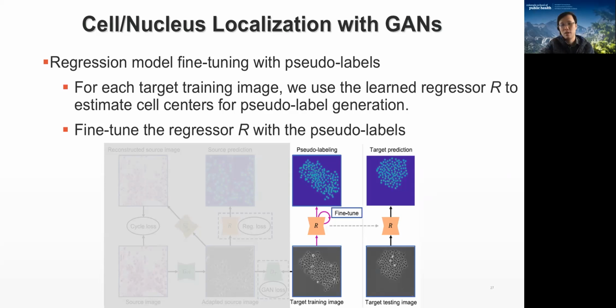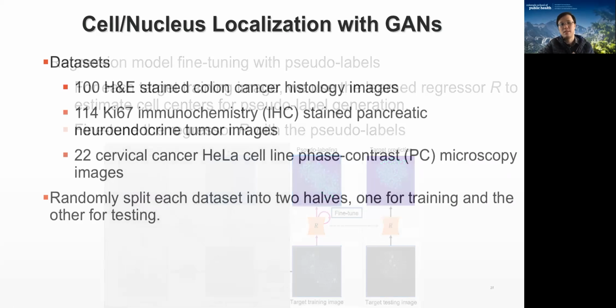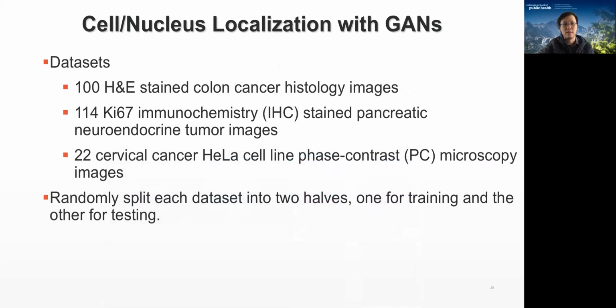Because it will use both gold standard annotated source images and high quality real target image data for model training. And we apply this method to three different types of microscope image data. The first one is the H&E stained colon cancer image data, the second one is the Ki67 IHC stained pancreatic neuroendocrine tumor, and the last one is cervical cancer phase contrast microscope image data. So we do the domain adaptation on these three data sets.